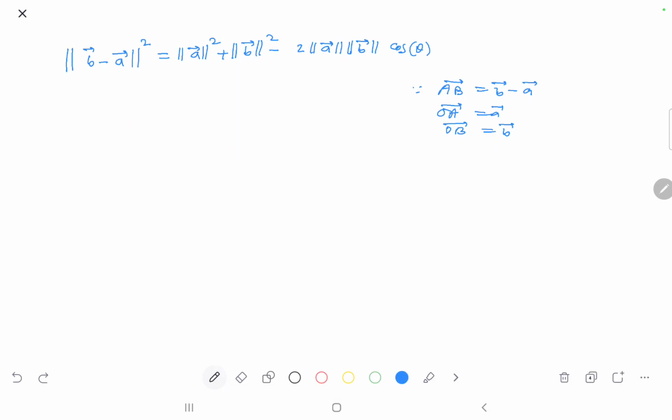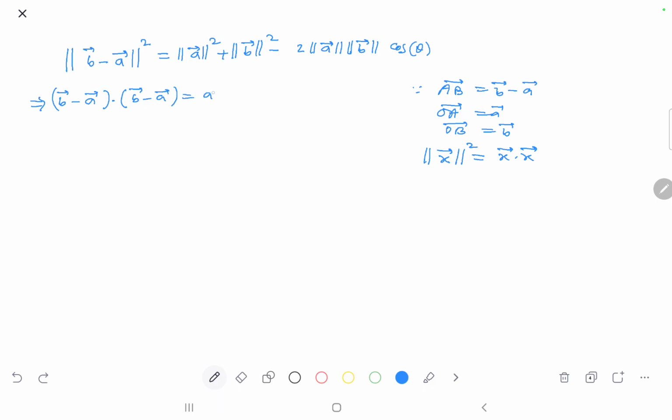Now just replace this by the dot product. As we know, for any vector, the dot product with itself can be replaced by the magnitude squared. So the x vector magnitude squared is nothing but x vector dot x vector. So we replace this by b vector minus a vector, dot b vector minus a vector.